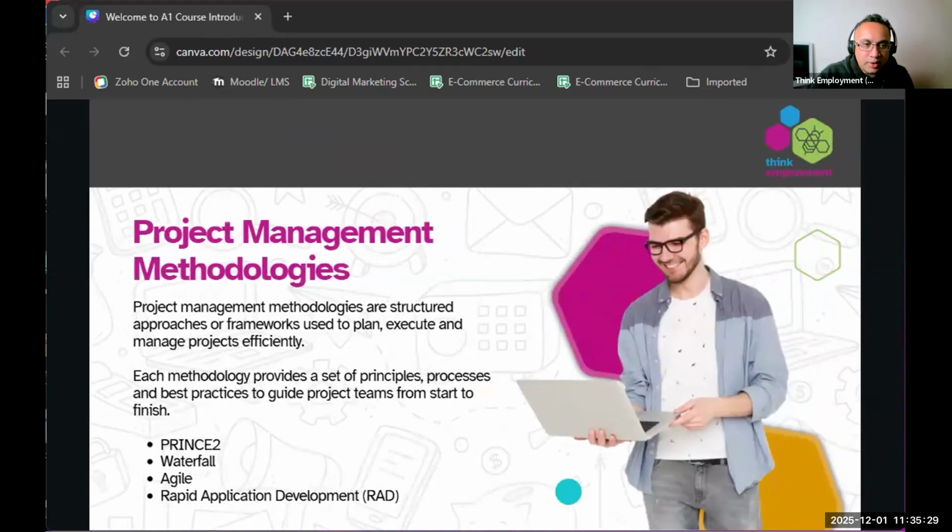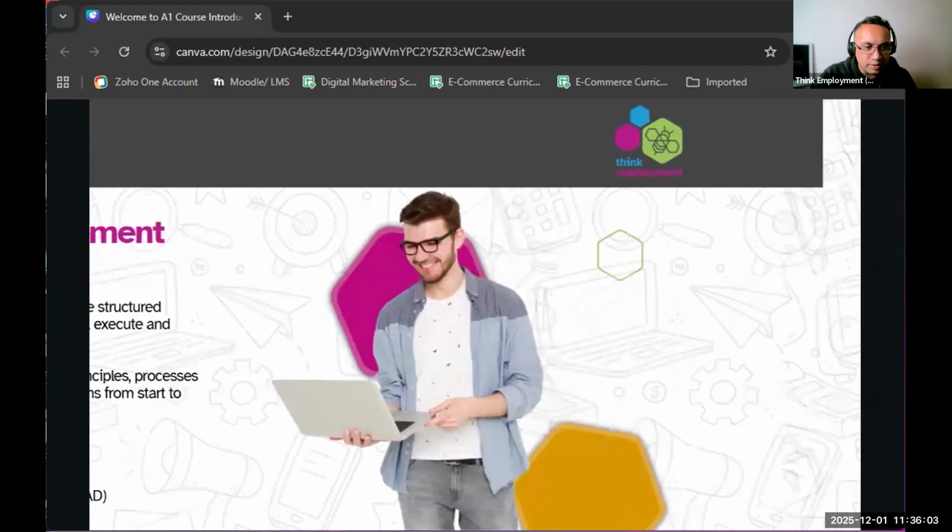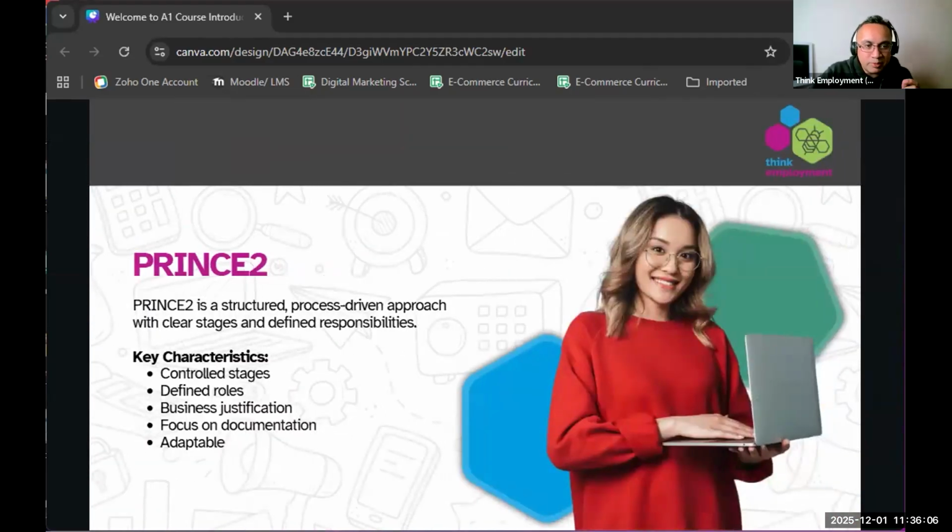So carrying on, we have different methodologies of project management. There's waterfall, there's agile, there's Prince2, there's RAD. All of these are different. For example, Prince2 is more structured, waterfall is step by step, agile is more flexible, and RAD is basically a prototype, where you get your prototype done quickly. Each one is different. These are methods by which you can do your project management. If you focus on one at a time, like Prince2, you can go on courses for these.